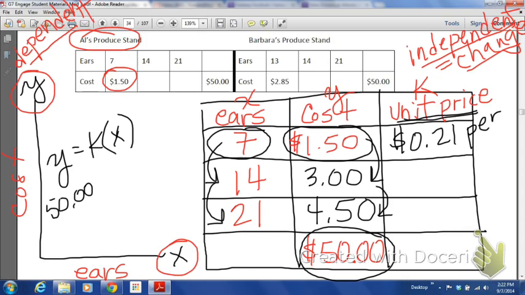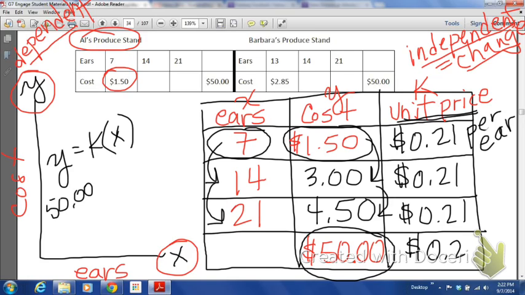Unit cost, let's call it unit cost. Oh, sorry, I said we called it unit price, but that's per ear. Okay, per ear. And this is going to remain the same here because it is our constant of proportionality. So it's always going to be 21 cents per ear, more or less. I mean, you had to round. I think it was 0.214. These are all going to be about the same.